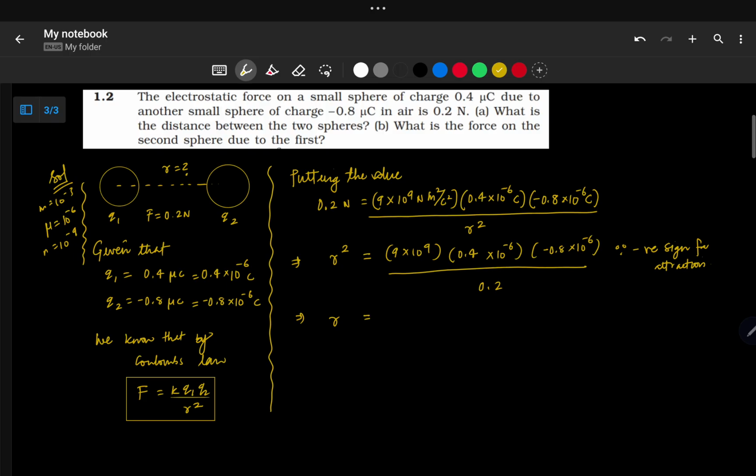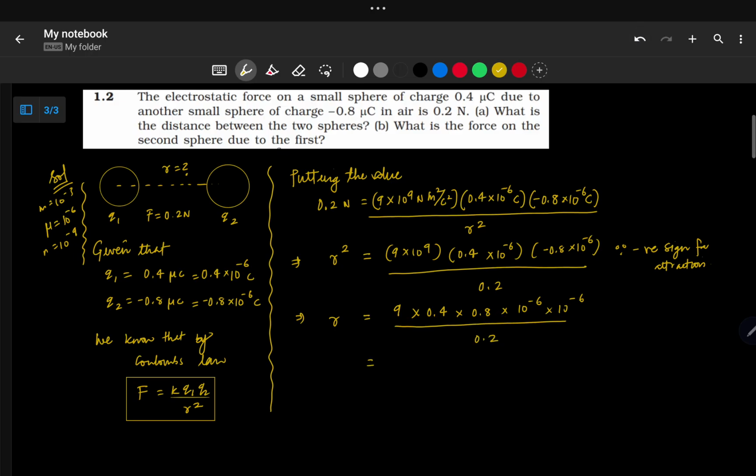Now we write it as 9, and simply what we have to do is take the powers of ten on one side and the other values on the other side, right? So we are taking 9 for simple calculation: 9, then 0.4, then 0.8, then 10 to the power minus 6, then 10 to the power minus 6, and all of that is divided by 0.2.